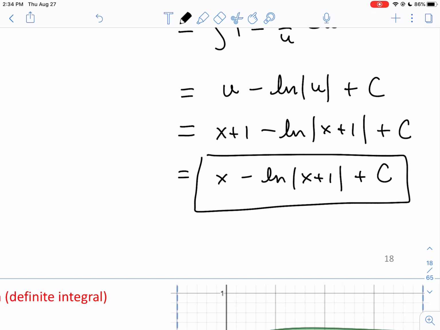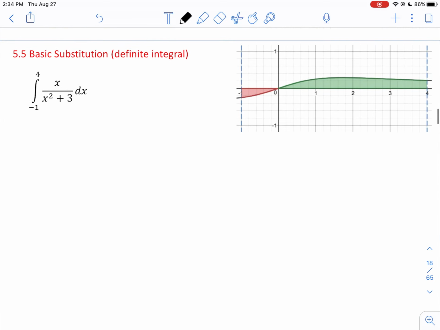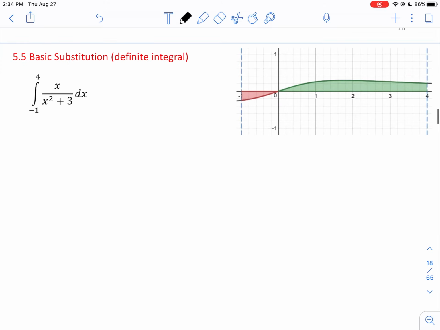Okay, we just have one more slide. I just wanted to go over how to do a basic substitution when a definite integral is in play. I provided the graph of this function right here, and it's a graph that crosses the x-axis at the origin. Left of the origin, it's below the x-axis, and right of the origin, it's above the x-axis. And we're integrating from -1 to 4.